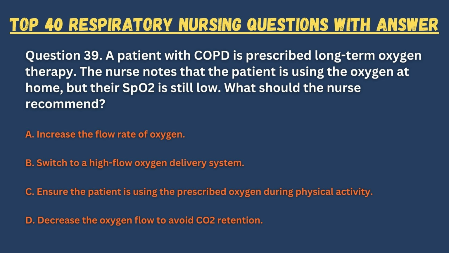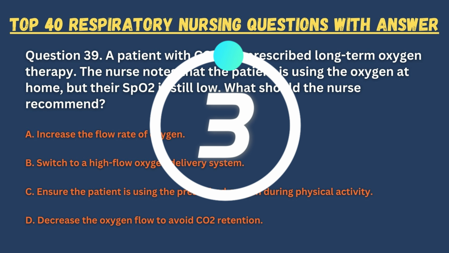Question 39. A patient with COPD is prescribed long-term oxygen therapy. The nurse notes that the patient is using the oxygen at home, but their SpO2 is still low. What should the nurse recommend? A. Increase the flow rate of oxygen. B. Switch to a high-flow oxygen delivery system. C. Ensure the patient is using the prescribed oxygen during physical activity. D. Decrease the oxygen flow to avoid CO2 retention.